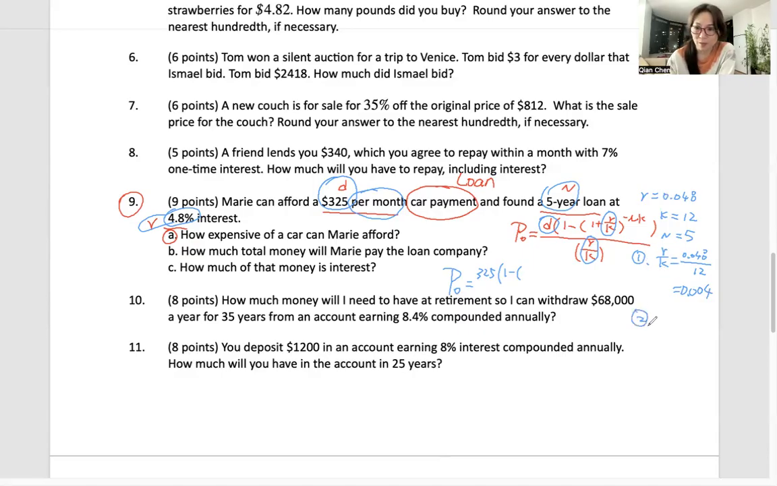So now let's calculate another one. Let's calculate N times K. N is 5. 5 times 12, that's 60. Now let's plug in. We have 325, the little d is 325, open parentheses, 1 minus, open parentheses again. Then we have 1 plus, what's R divided by K? 0.004. So 1 plus this, then we get 1.004.